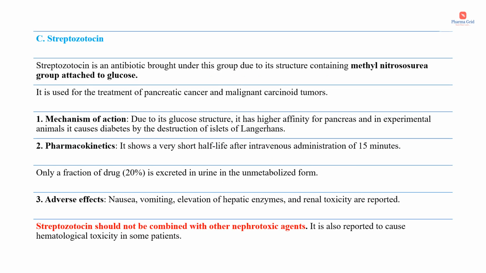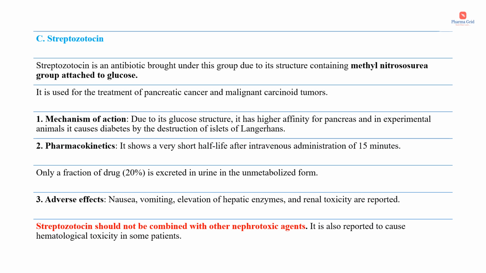So the next drug is streptozotocin. It is an antibiotic brought under this group due to its structure containing a methyl nitrosourea group attached to glucose. Because of this specific structure, this drug comes under this particular group. It is used for the treatment of pancreatic cancer and malignant carcinoid tumors. Mechanism of action: due to its glucose structure, it has higher affinity for the pancreas, and in experimental animals it causes diabetes by the destruction of islets of Langerhans.